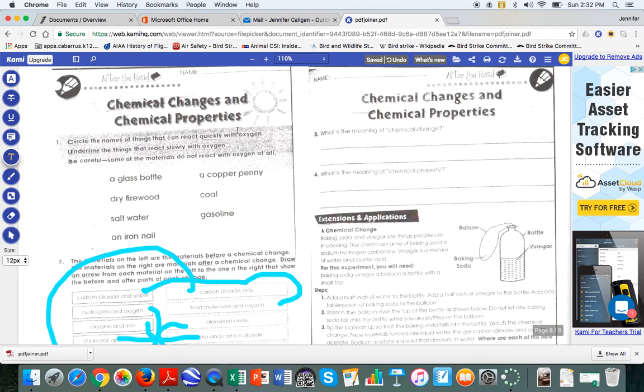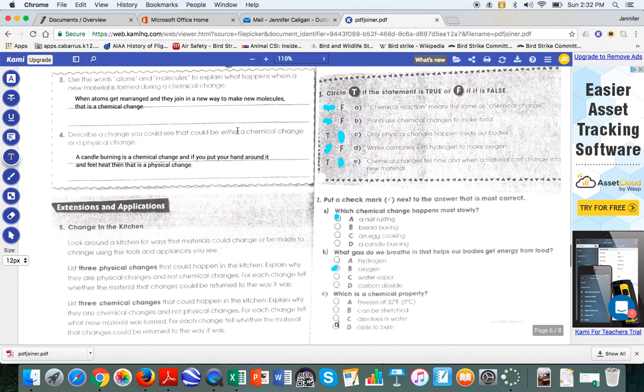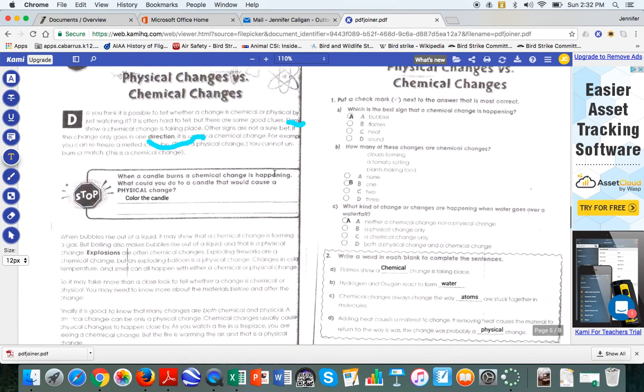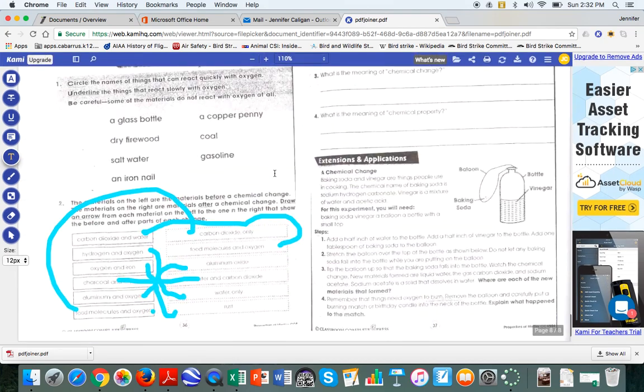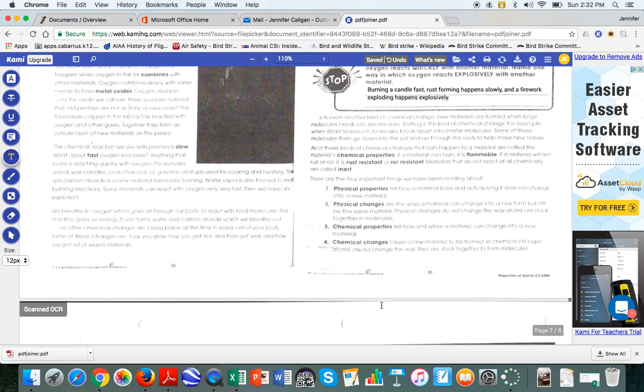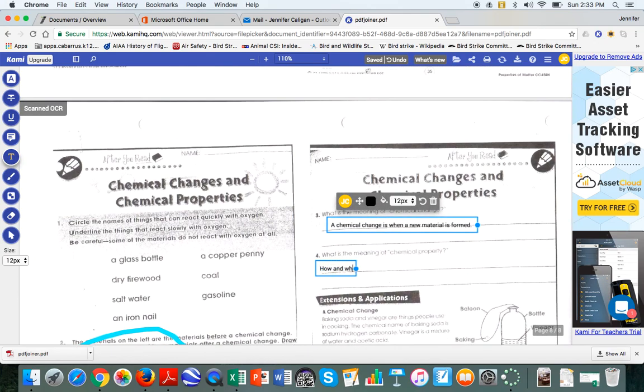Going back to text. So we talked about up here that when we talked about chemical changes is when we create a new material. So scrolling back down to our text box, a chemical change is when a new material is formed. What is the meaning of a chemical property? So again, that was right back up here, that it's how and when a material can change.